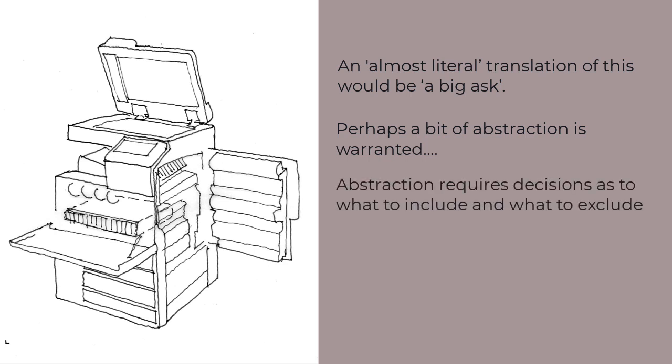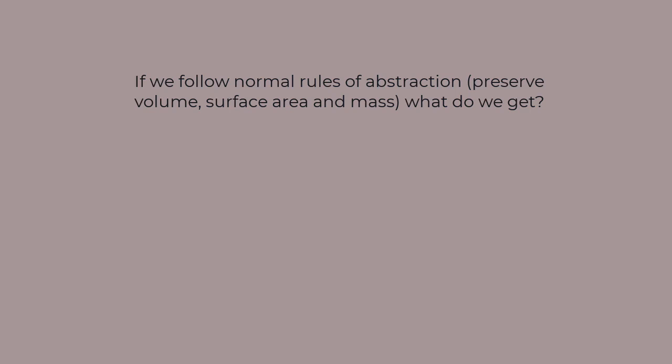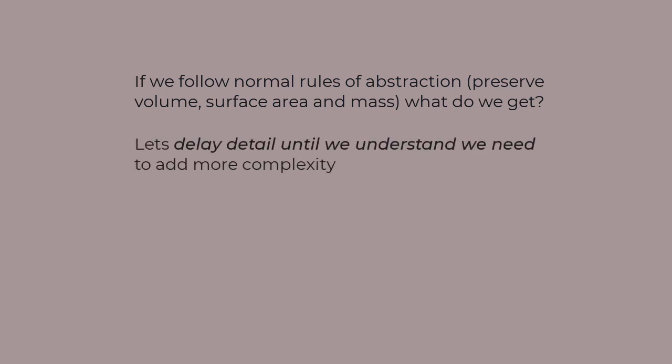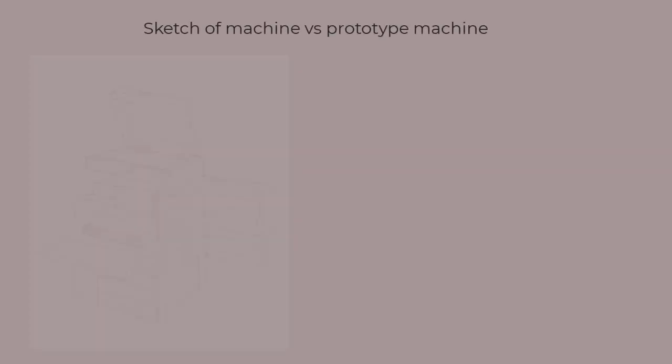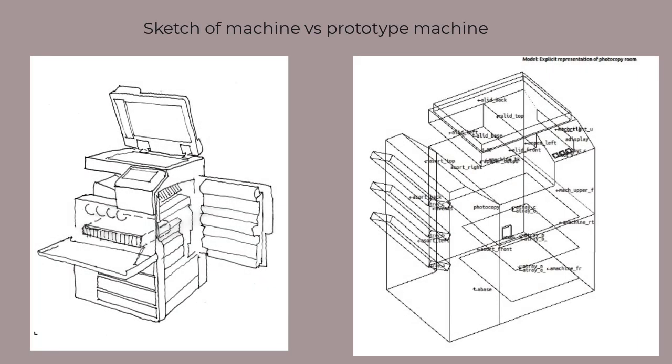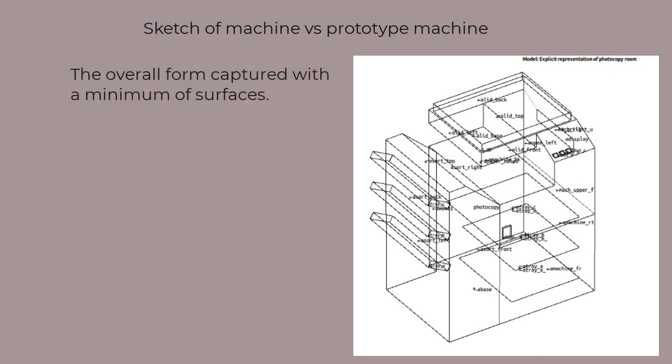Abstraction's all about choices. What do we include? What do we exclude? Normal rules of model abstraction argue for a rough approximation of the facade of the machine, its mass, and volume. Given that this is a prototype, let's follow the dictum, delay model detail until we understand it well enough to know that we need more detail. On the left is a copy machine sketch from the first video. On the right is our delayed detail model.